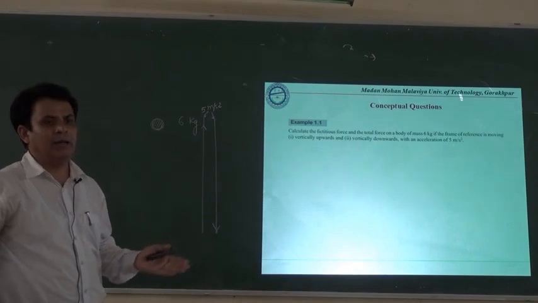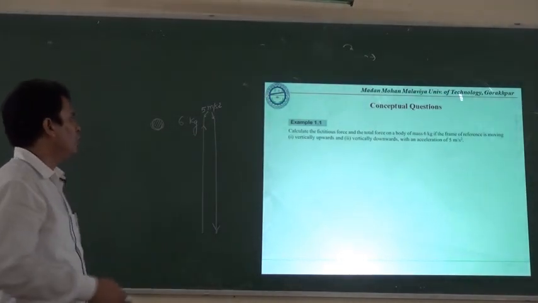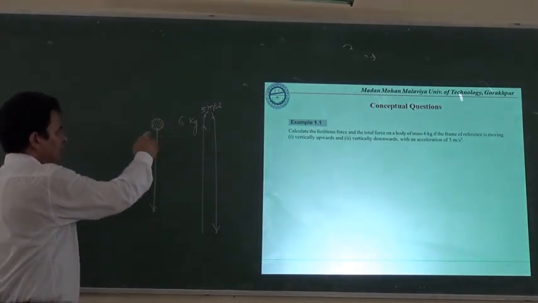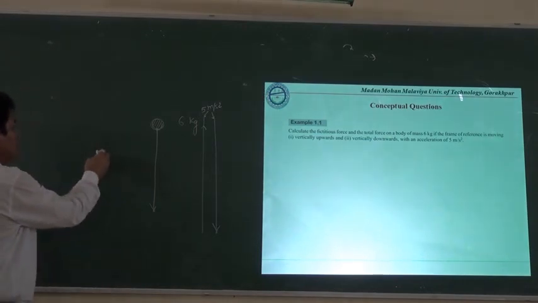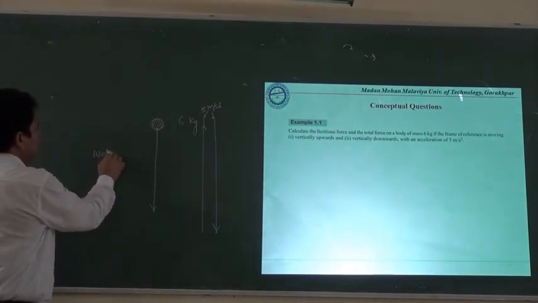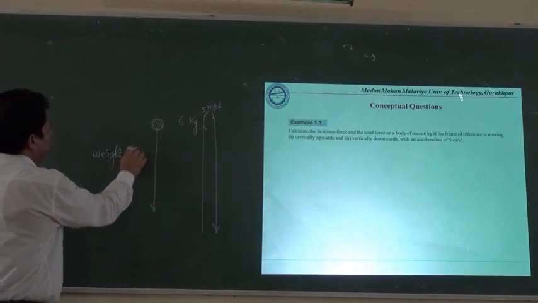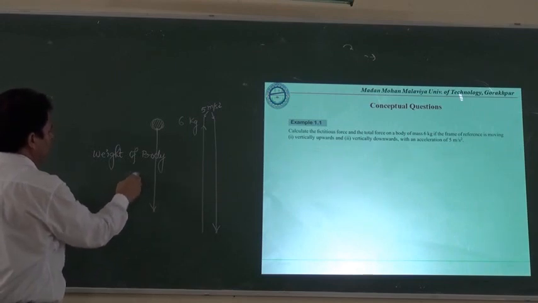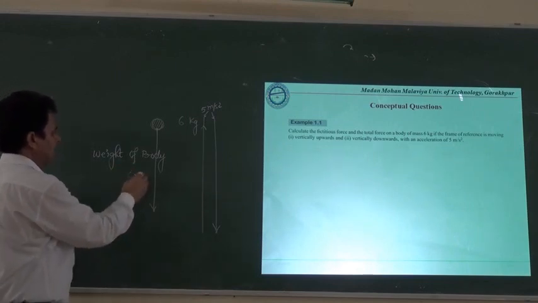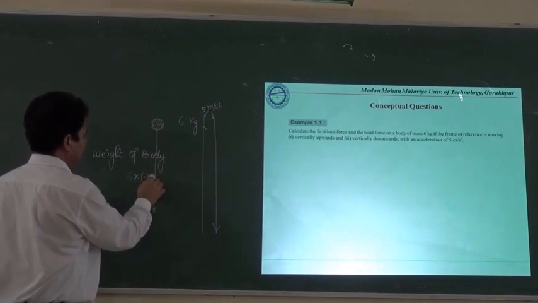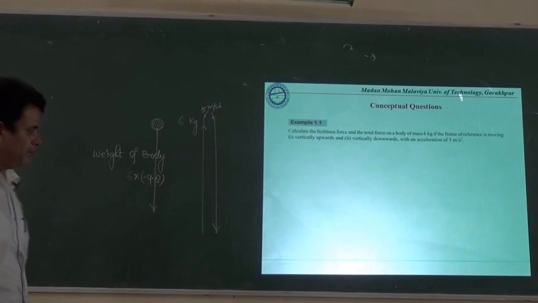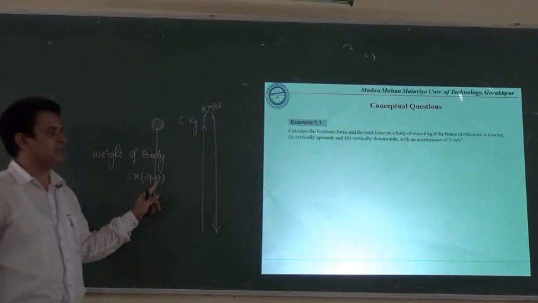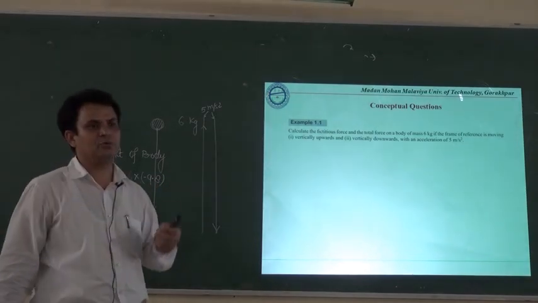The body itself has its own weight, under its mass. What force is experienced by this body? Obviously, due to gravity g, there will be the weight of the body, and this weight will be equal to 6 multiplied by the acceleration due to gravity. Here I have taken minus 9.8, where 9.8 is the acceleration due to gravity.